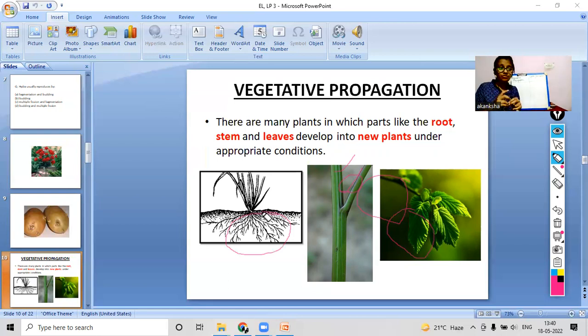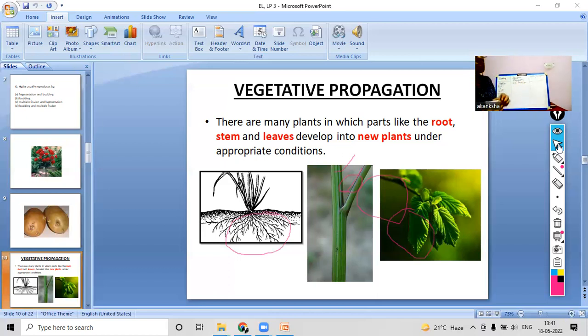Yes. And in certain cases, a new plant will grow through leaves, and also through stems, like in the case of rose, where a whole new plant grows. So these are some examples of vegetative reproduction. So what were the examples of vegetative reproduction? There was this rose plant and there was this potato.